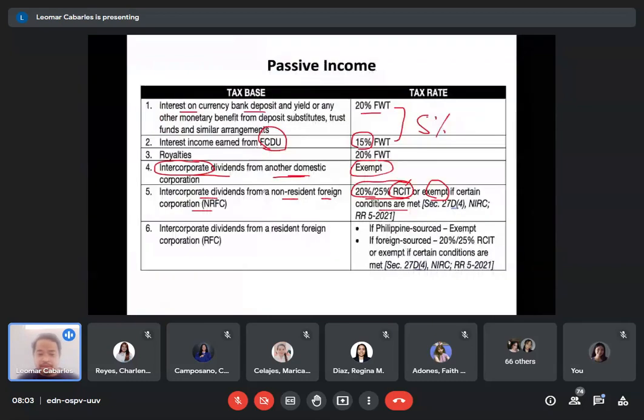Okay? Pag intercorporate dividends, pero galing siya sa resident na foreign corporation, kung ang source niya ay galing sa Pilipinas, exempt. Kasi para siyang galing sa another domestic corporation. But if the source is foreign, generally subject siya to 20 or 25% regular corporate income tax. Okay? Or pwede siyang exempt, but certain conditions have to be met. Okay? Yeah. So this is something to memorize, no? Yung rules dito sa passive income, especially for intercorporate dividends. Okay? Now let's discuss kung kailan ang foreign source, okay, kung kailan ang foreign source nagiging exempt.